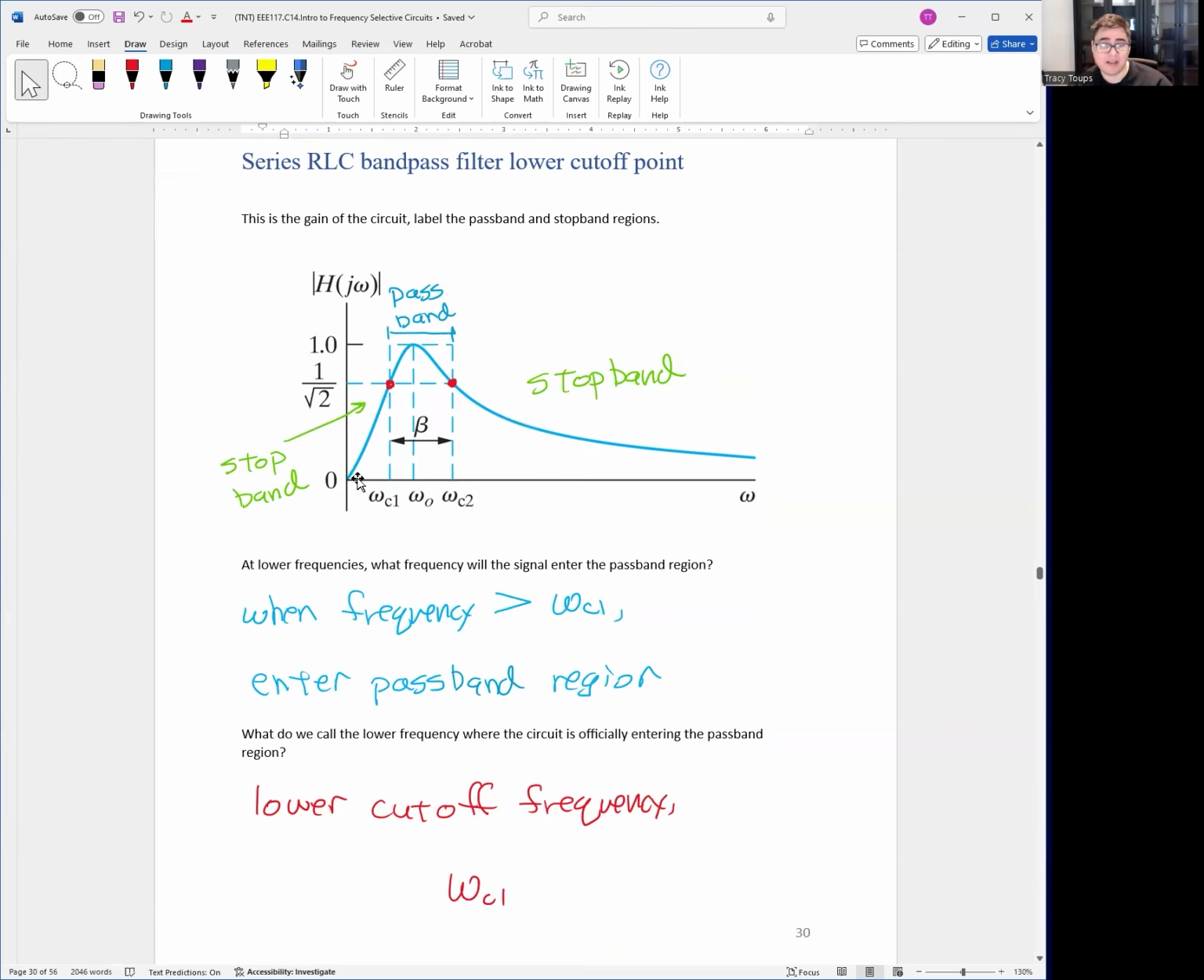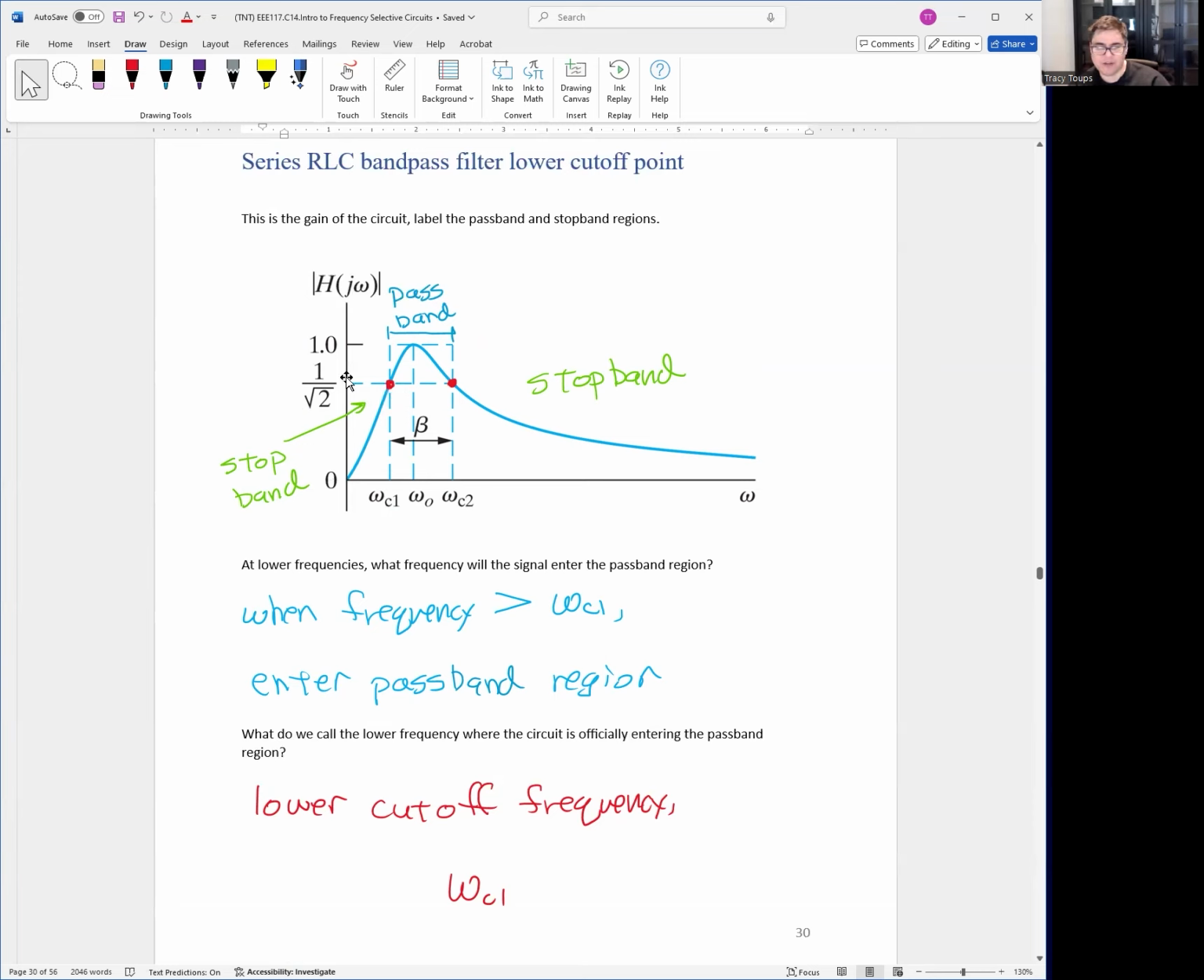Now, when we put a bandpass filter onto oscilloscope, this is kind of the output you'll see as you do a frequency sweep. Notice that you'll have 2 points that we need to design for. A lower cutoff frequency, WC1, and within this lower cutoff frequency, right, or let's just answer a question. At lower frequency, what frequency will the signal enter into passband region? So if a very low frequency will be right here, we're going to be at the stop band region.